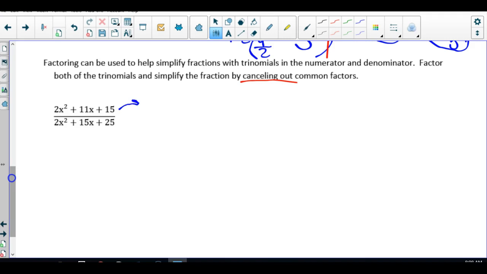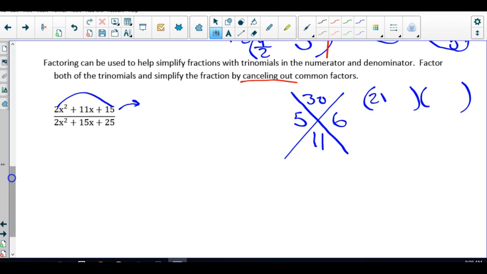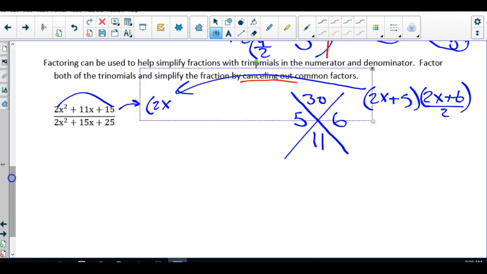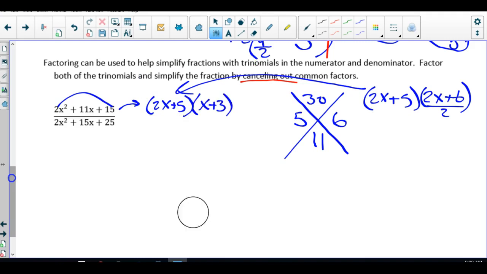That's the first thing. So the top, I'm going to factor the hard type. So 30 and 11. That gives me, I think I've already done this problem, I feel like, 5 and 6. So if I make the wrong factors, I've got 2x plus 5 and 2x plus 6. Make that one right by taking out my common factor. And I have 2x plus 5 and x plus 3. That's the top.